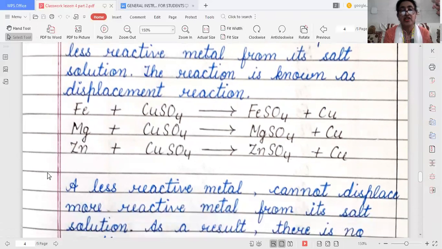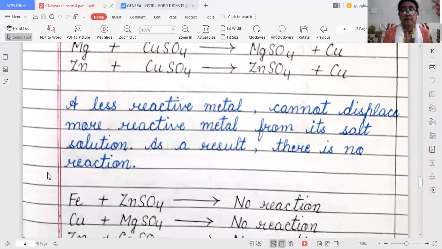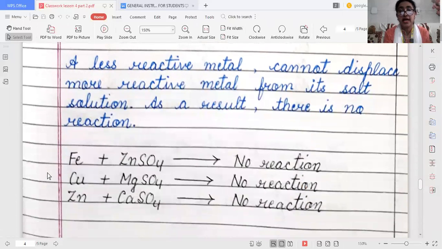But if there is a reaction between a less reactive metal and a salt of a more reactive metal, there will be no reaction. Suppose iron reacts with zinc sulfate, copper with magnesium sulfate, zinc with calcium sulfate. Here, zinc is more reactive than iron, magnesium is more reactive than copper, and calcium is more reactive than zinc. So they will not be able to give any result. No reaction will take place.